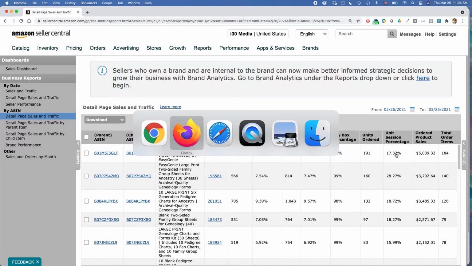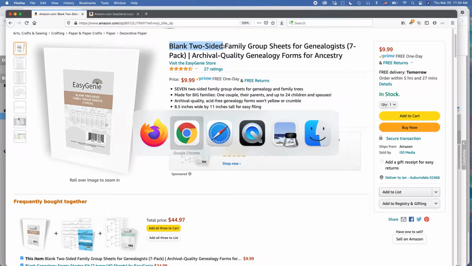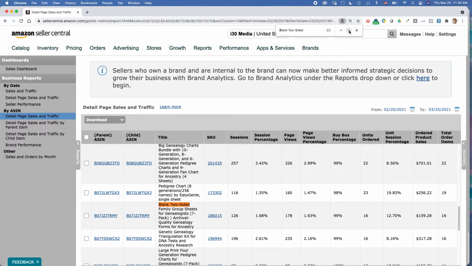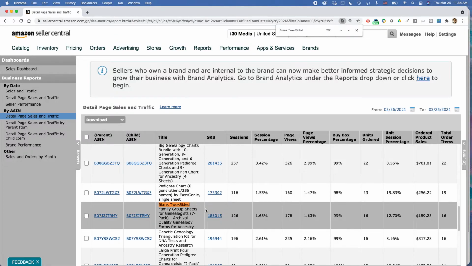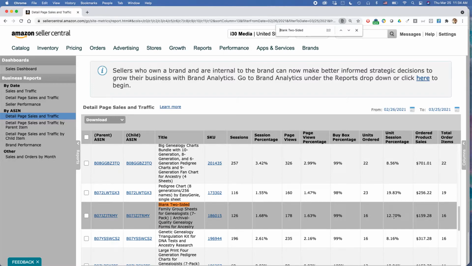If I want to find out what the unit session percentage is, or the conversion rate is, all I need to do is find that particular item. So I'm going to copy that term, blank two-sided family group sheet. You can also use your ASIN if you know what that is, and then search for it. So I actually have several products that have a similar name, but this is the one we're talking about. So it shows the information. It shows I had 126 sessions, 16 products sold. That is a unit session percentage of 12.7%. It's actually not that bad.